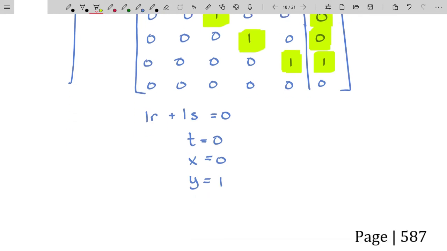Notice, I don't have an equation for S. Well, I can easily. I could just say S is just S. And so R is going to be the opposite of S. S will be S. T will always be 0. X will always be 0. And Y will always be 1.